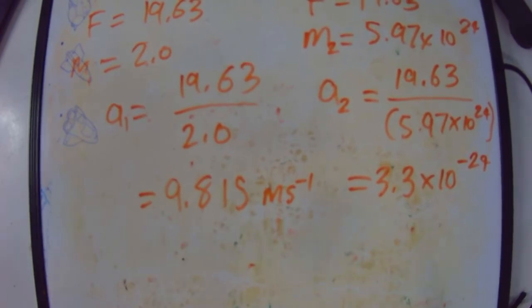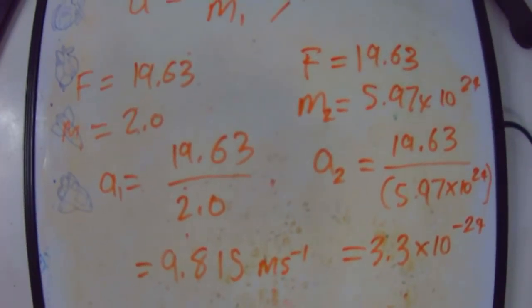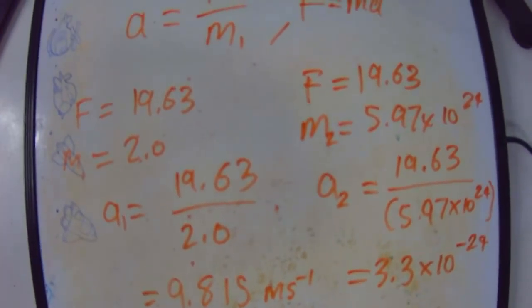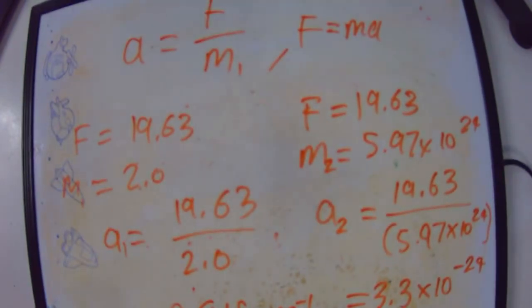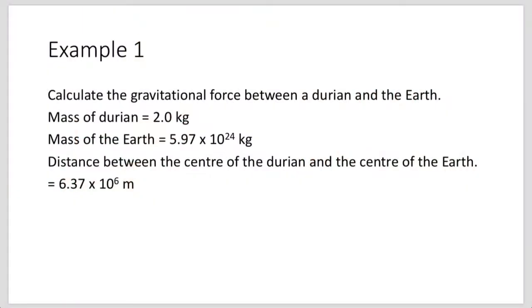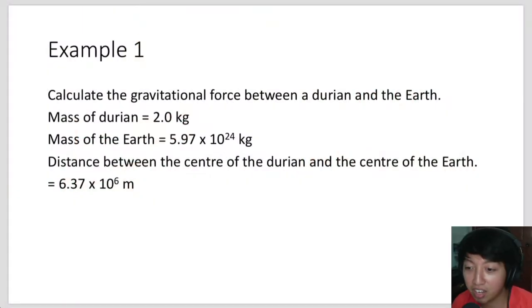But in terms of physics, the Earth is actually being pulled towards the durian at the same time the durian is being pulled to the Earth. But because the Earth is just so much bigger than the durian, it's almost as if the Earth did not move at all. Alright? So it's an interesting way to think about it.